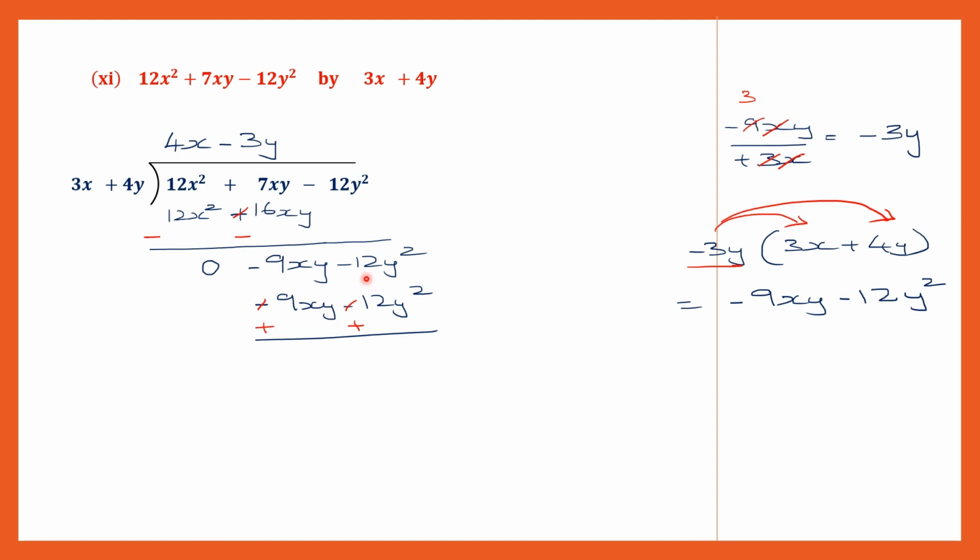Now let's see. 12 minus 12 is 0. Here we have minus 9 plus 9. 9 minus 9 is 0. So our remainder is 0. That means we've got our answer. Our quotient is our answer, which is 4x minus 3y. This is our final answer.